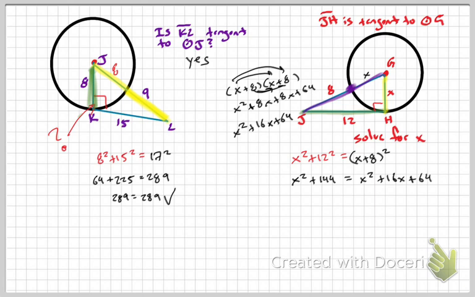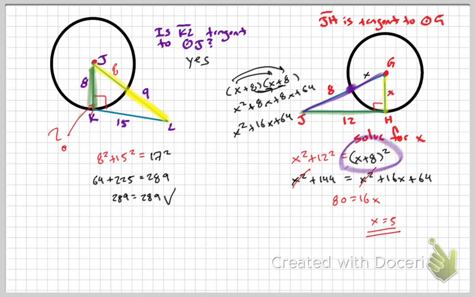From this point, I can now cross these off because they are the same on both sides. I can subtract 64 to the left, so 144 minus 64 is 80, so I get 80 equals 16x. I can divide 80 by 16, so x equals 5. So the radius of our circle is 5.